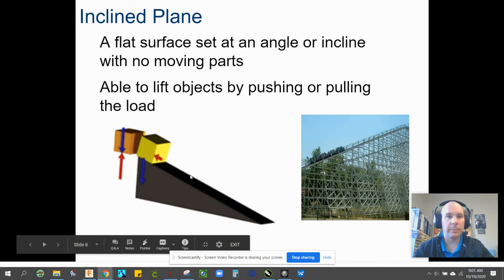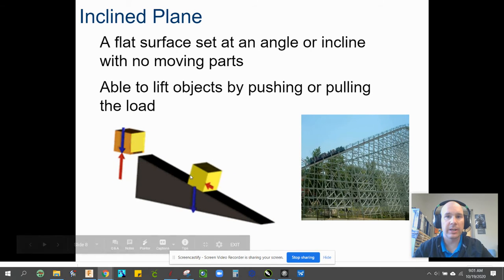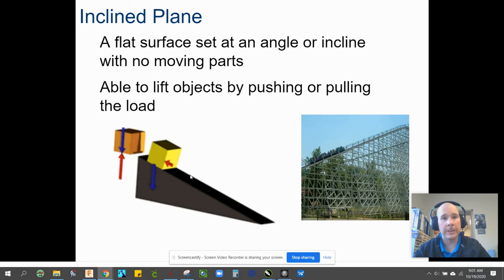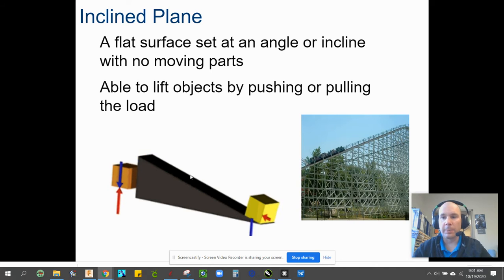So let's talk about what an inclined plane is. It's a flat surface set at an angle, or an incline. There are no moving parts. Basically, you lift up something heavy by pushing or pulling it up the ramp.